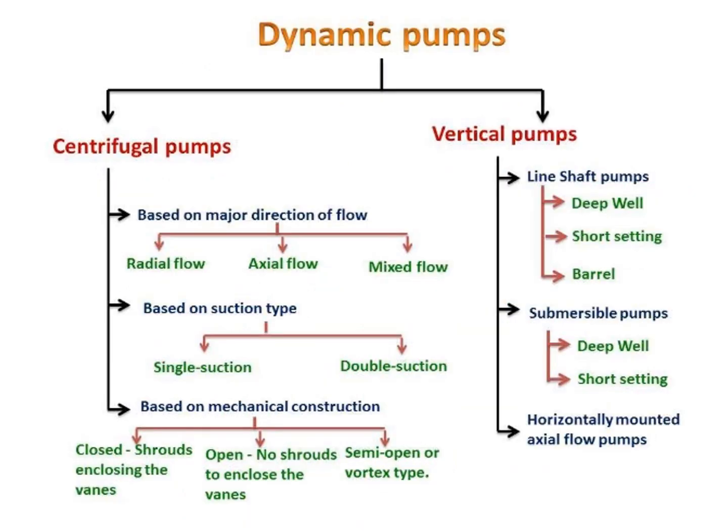When we enter into the dynamic pumps, there are two major categories. One is the centrifugal pump, another one is the vertical pump. The centrifugal pump plays a major part in our industries. The vertical pump has a role in only a small sector, but plays a huge part. Still, centrifugal pumps are majorly used everywhere. Centrifugal pumps differ based upon their direction of flow, the suction, and the mechanical construction. So radial flow, axial flow, and mixed flow types exist.